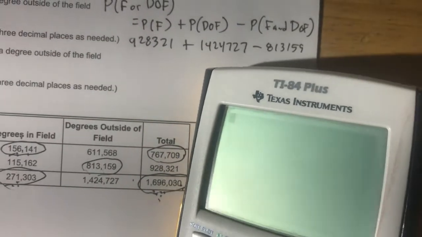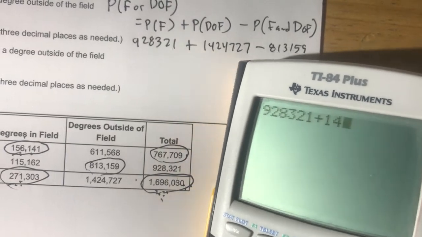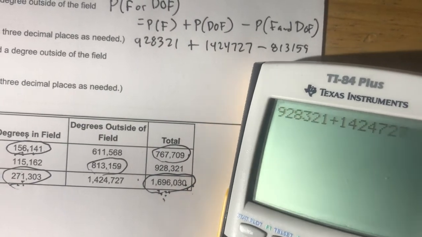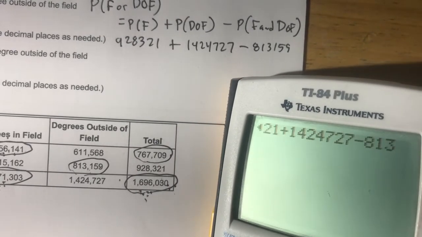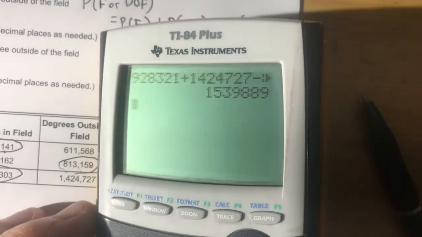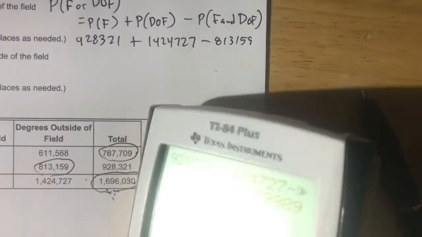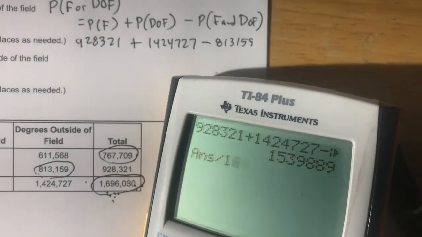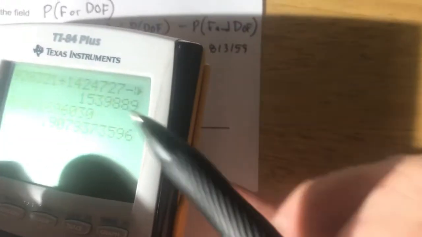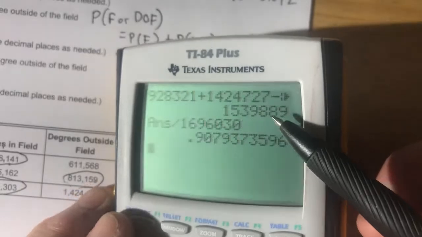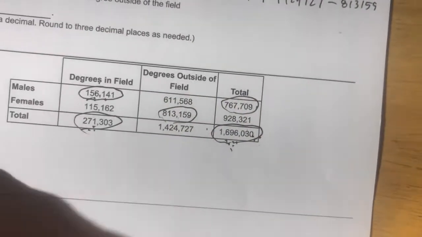It's a whole lot easier doing that. All right, so let's do it here. I got 928,321 plus 1,424,727 minus 813,159, and then hit equals. All right, so there it is. There's the total. Now I take that and I divide by this number here. Okay, so I divide by 1,696,030, and I get this right here, 0.907. Okay, and the 9 makes the 7 go up to 8, so 0.908, and you can see right there, man, that's perfect.